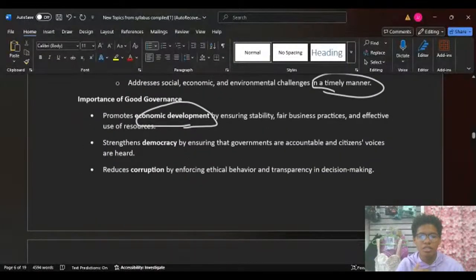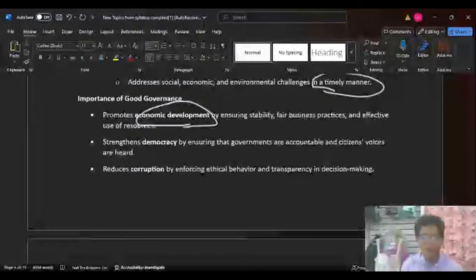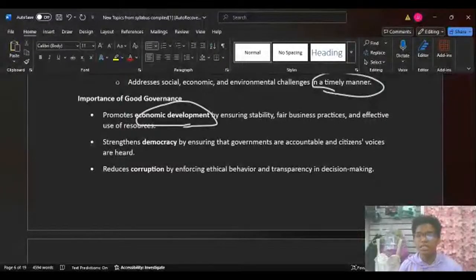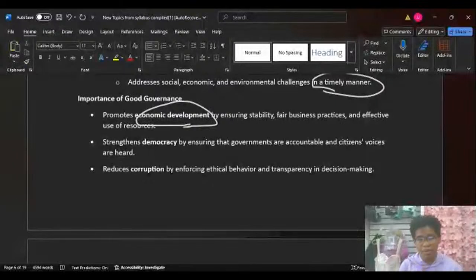It also strengthens democracy by ensuring that governments are accountable and citizens' voices are heard. A democratic country, as I said before, I really like to press this point because democracy is a very vital part of social studies. They like to use the term democratic, and I really want you guys to understand what a democracy is. A democracy is a system whereby the voices of people are heard, right? So the more democratic a country is, the more the voices of people are heard.